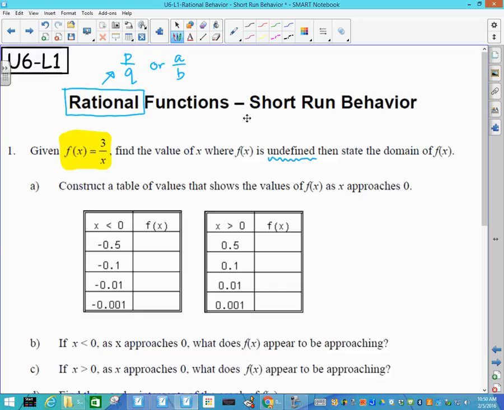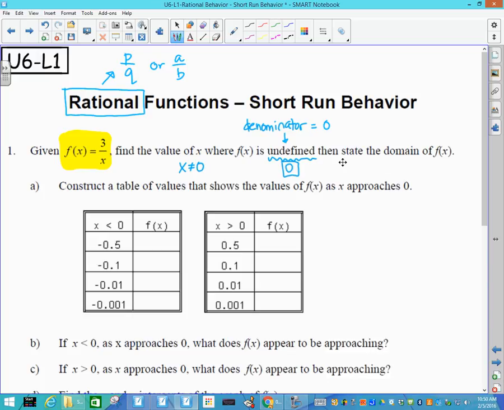I hope you came up with anytime your denominator is equal to 0. When the denominator is equal to 0, our function is undefined because we cannot divide by 0. So what value of x will make this undefined? Well, that value is 0. That would be the answer to the question. Sometimes we just write x cannot be 0. I'll take either one. You can just give me 0, or you can tell me x can't be 0.